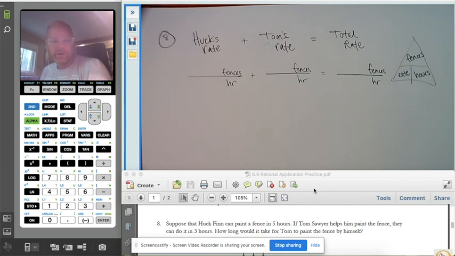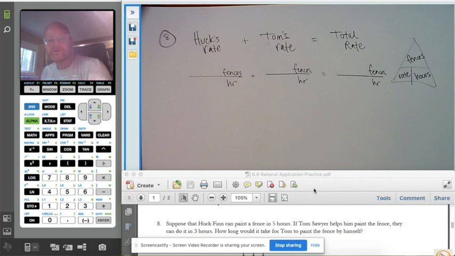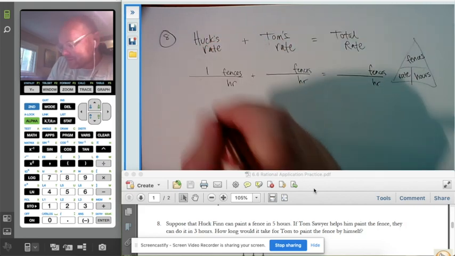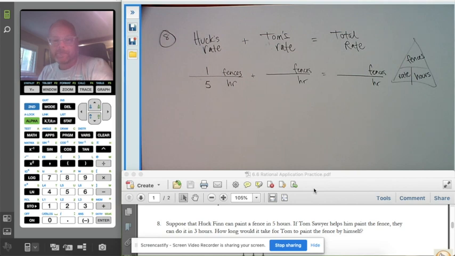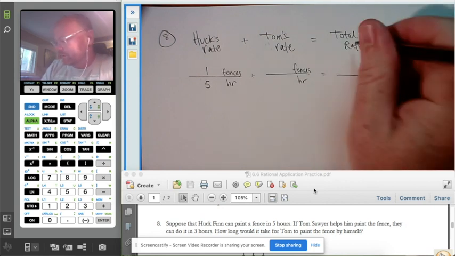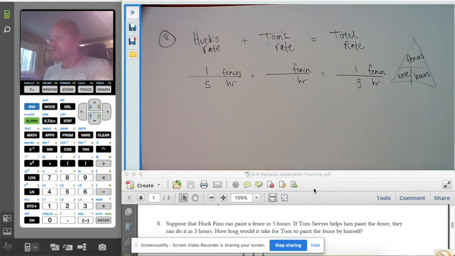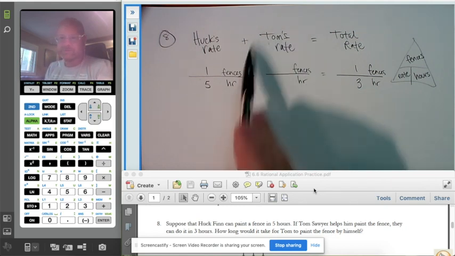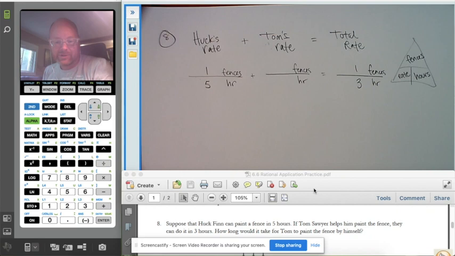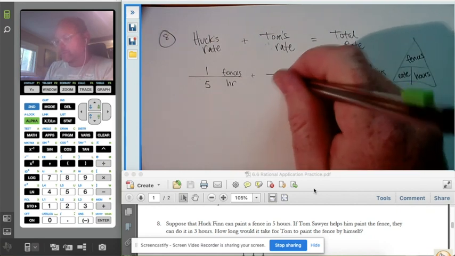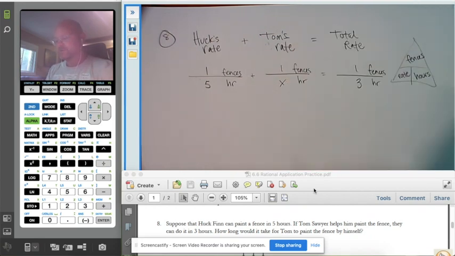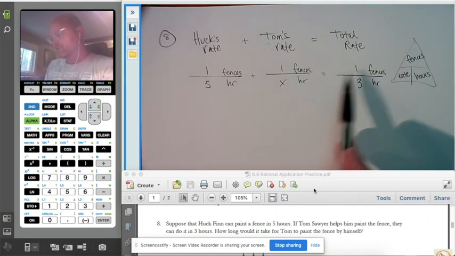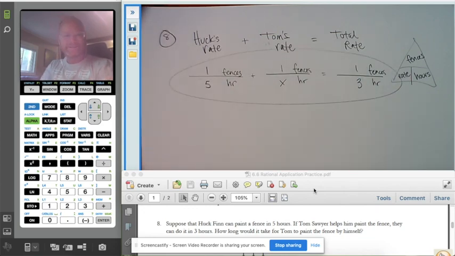We've got Huck Finn can paint one fence in 5 hours. So one fence, 5 hours. If Tom Sawyer helps him, so if they're working together, they can do one fence in 3 hours. And we want to know how long would it take for Tom to paint the fence by himself? I don't know how many hours it would take him to paint the one fence, but that's what the question is asking. So 1/5 plus 1 over x equals 1/3. Figure out what the value of x is.